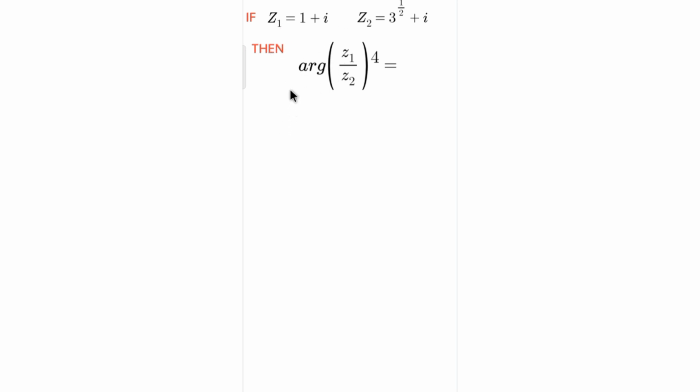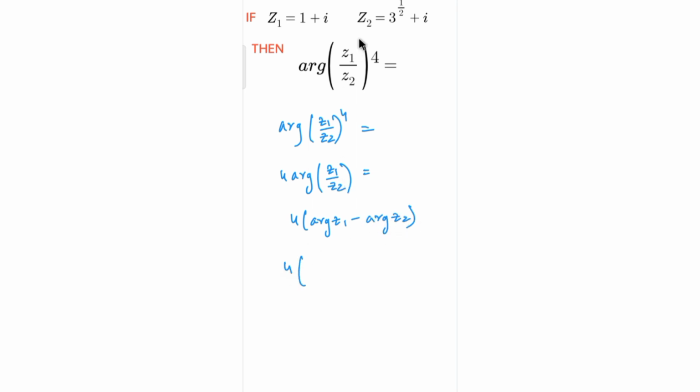So this question is z1 is 1 plus i and z2 is root 3 plus i. The question is to find the value of argument of z1 by z2 whole power 4. So it is argument of z1 by z2 whole power 4. As we know the properties, we can write this as 4 into argument of z1 by z2. Using the property again, 4 of argument of z1 minus argument of z2. Now argument of z1 is tan inverse of 1 by 1. All these belong to the first quadrant itself, so we don't need to manipulate anything.